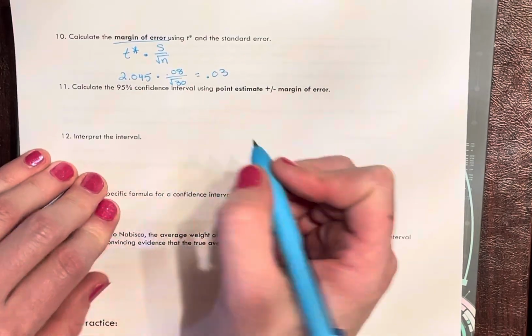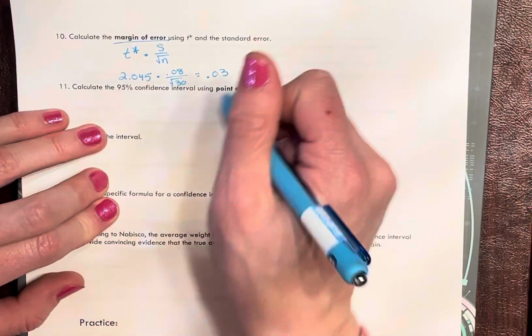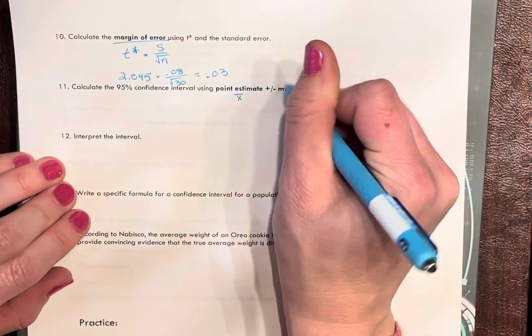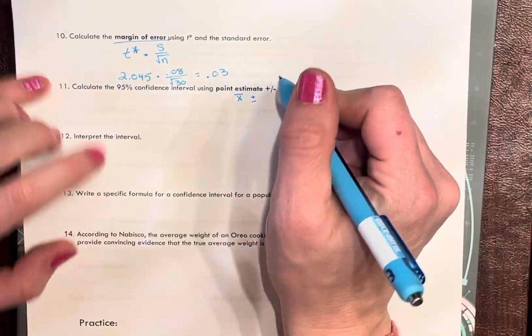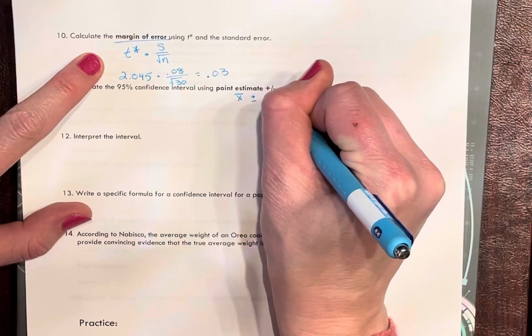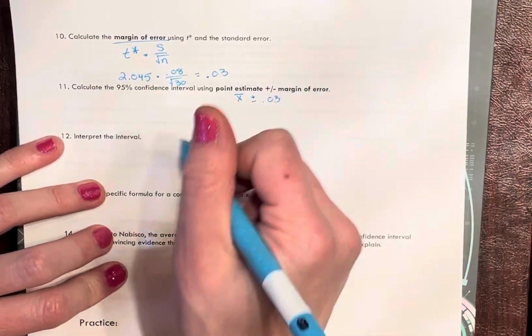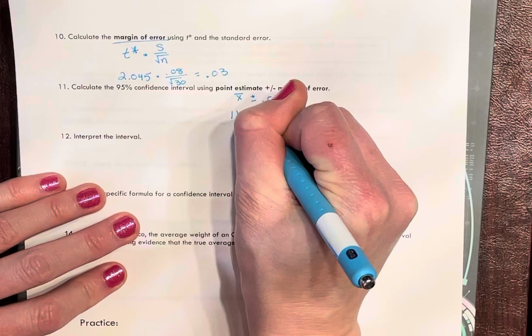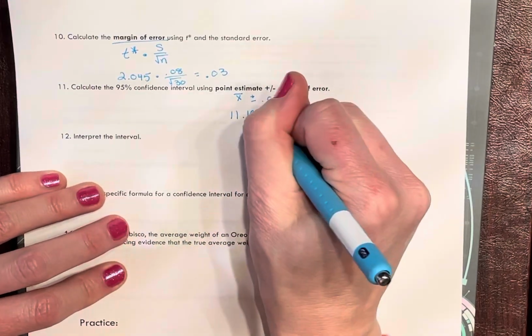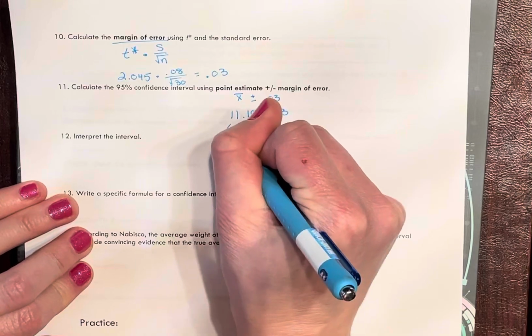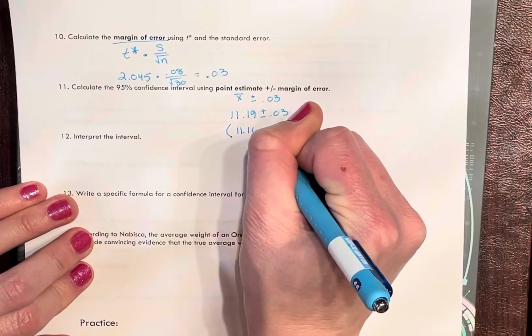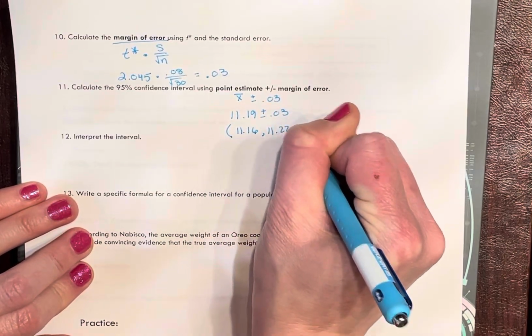So my 95% confidence interval: point estimate, we said that's going to be our x bar. Margin of error is what we just came up with, in this case, the 0.03. So we have 11.19, that was the sample mean we found, plus or minus 0.03. Our final interval becomes 11.16, 11.22.